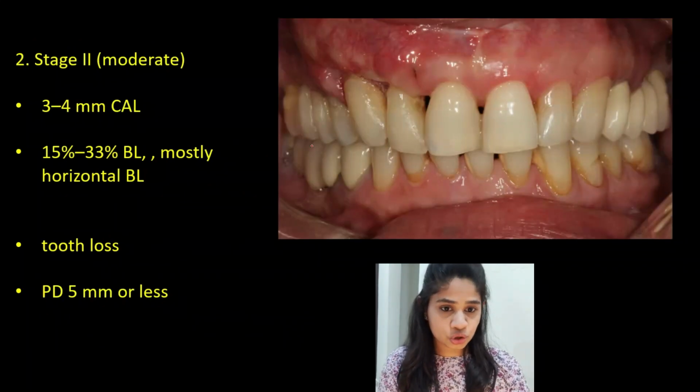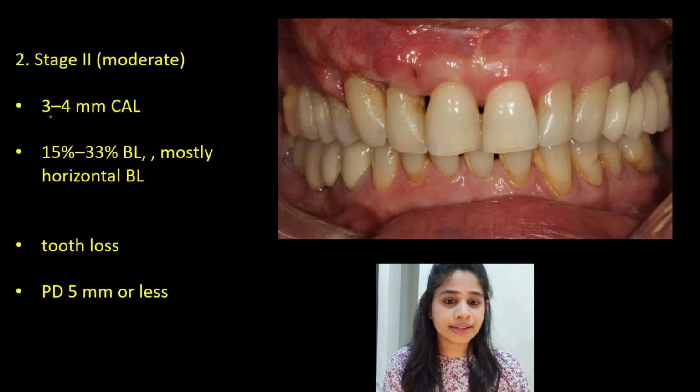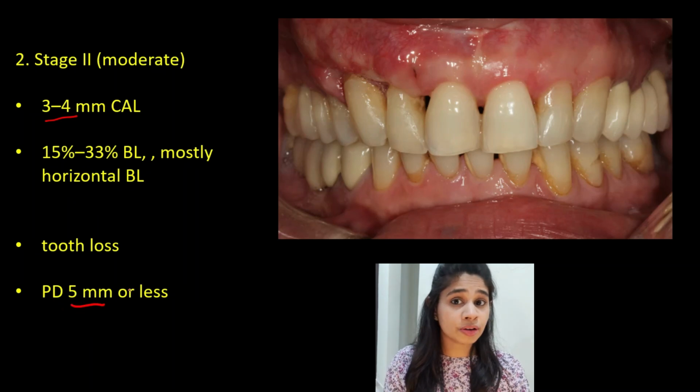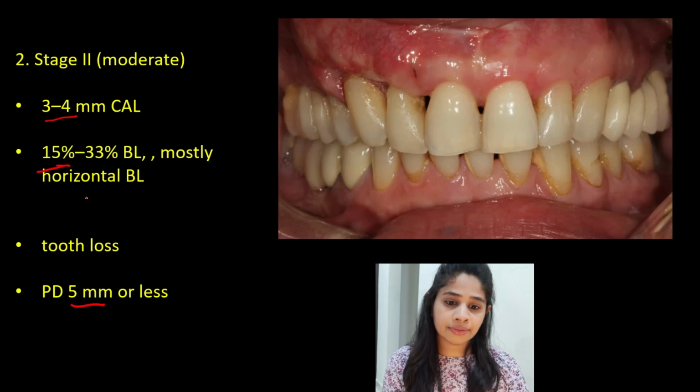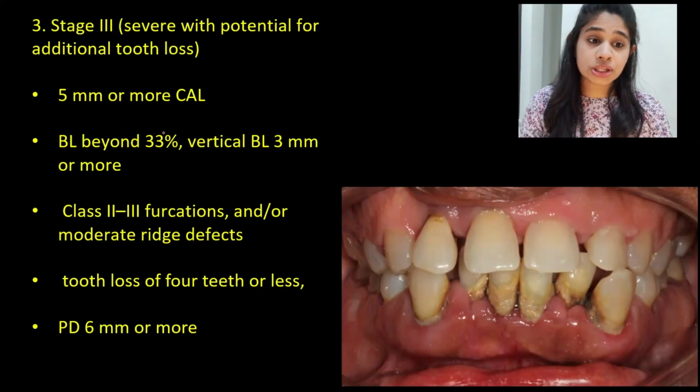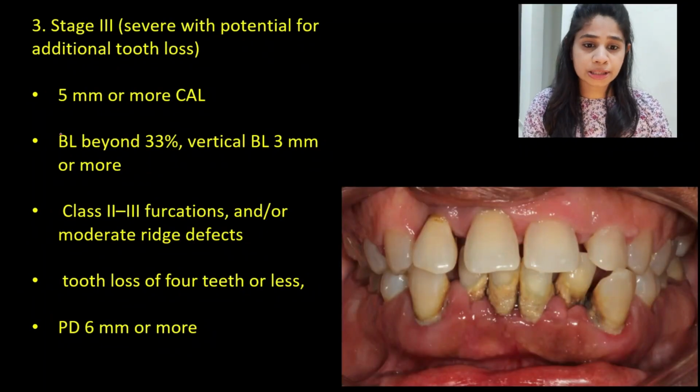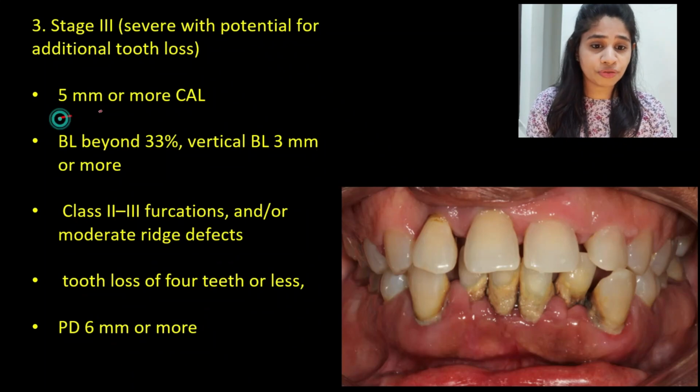In the case of stage 2, this is a moderate stage where there is 3 to 4 mm of clinical attachment loss with approximately 5 mm or less probing pocket depth. There is 15% to 33% bone loss, again usually horizontal, but here certain tooth loss can be seen. Coming on to the third stage, which is severe, there is approximately 5 mm or more of clinical attachment loss with more than 6 mm of probing pocket depth. There is approximately 33% or more bone loss with vertical defects as well.